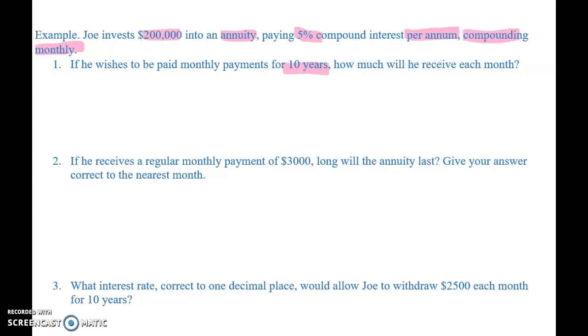So looking at that information, we need to decide what's what. Straight away, the $200,000 is your PV. The 5% compound, obviously you write that in as your percentage, and our PPY or our CPY is going to be 12. Okay, and we're doing 10 years monthly, so we've got to do 10 times 12, which just gives us 120, and that'll be our N. So let's go have a look at the finance solver.